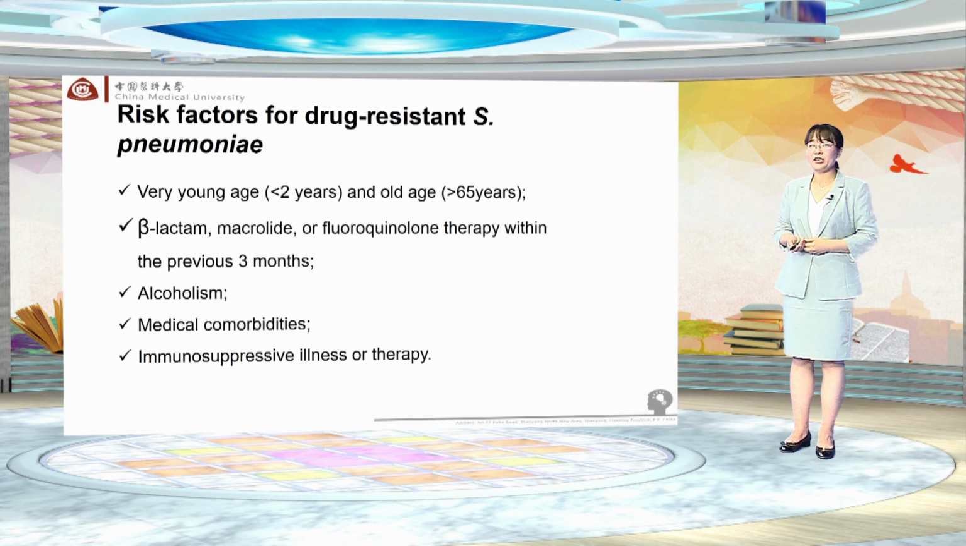Antimicrobial resistance, especially the emergence of multi-drug-resistant Streptococcus pneumoniae, has escalated worldwide over the last 2 decades. Risk factors for drug-resistant Streptococcus pneumoniae include very young age and very old age, beta-lactam, macrolide, or fluoroquinolone therapy within the previous 3 weeks, alcoholism, medical comorbidities, and immunosuppressive illness or therapy.